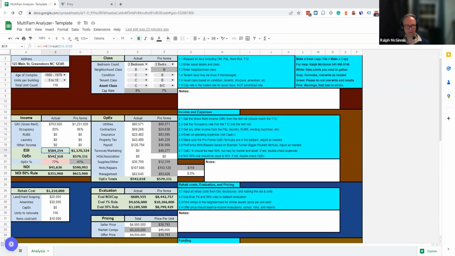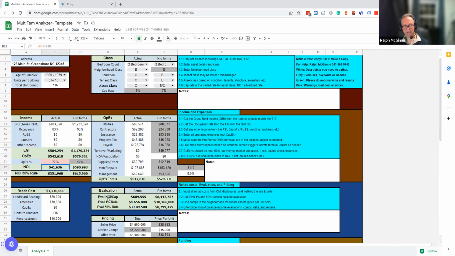And then you take that income and you have to subtract out your operating expenses. So here's all the operating expenses. They all add up to this number right here, OPEX. So that's how you get to your NOI: you take your EGI, which is your real income, subtract out your operating expenses, and that leaves you with your NOI.